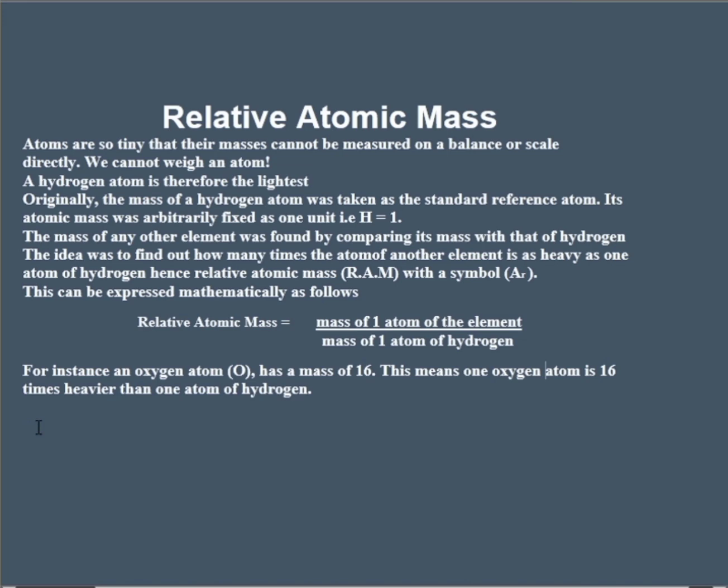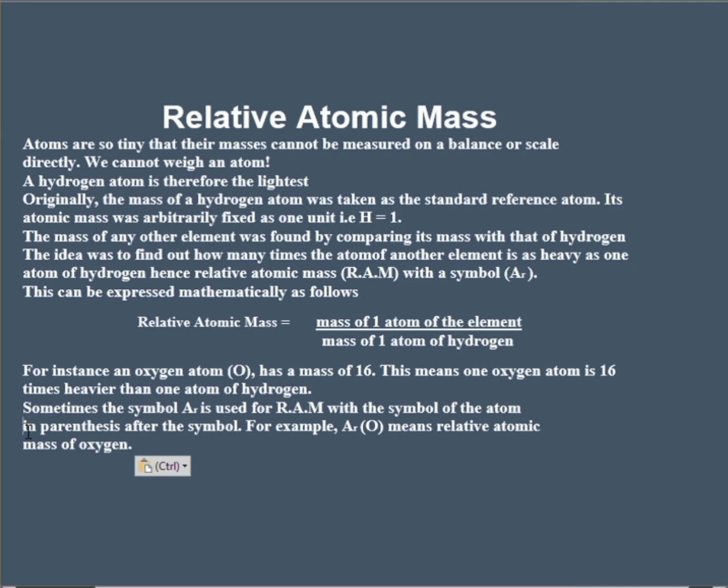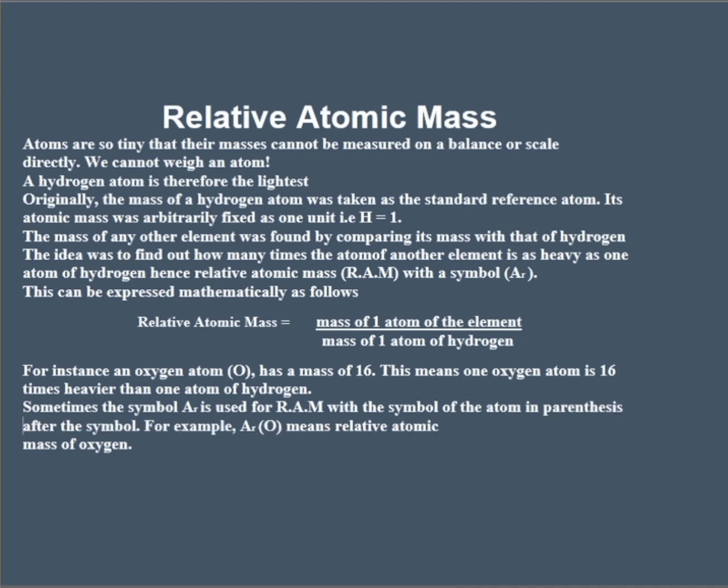Sometimes the symbol A subscript R is used together with the symbol of the element we want to calculate, in parentheses. So we can have the relative atomic mass of oxygen written as A subscript R, then in parentheses O, where O is the symbol of oxygen. This means we are calculating the relative atomic mass of oxygen.